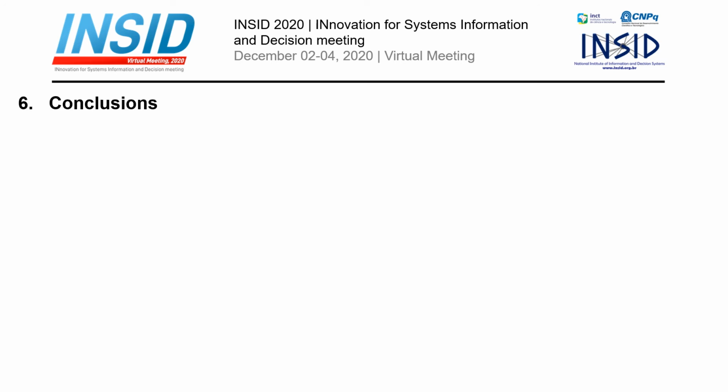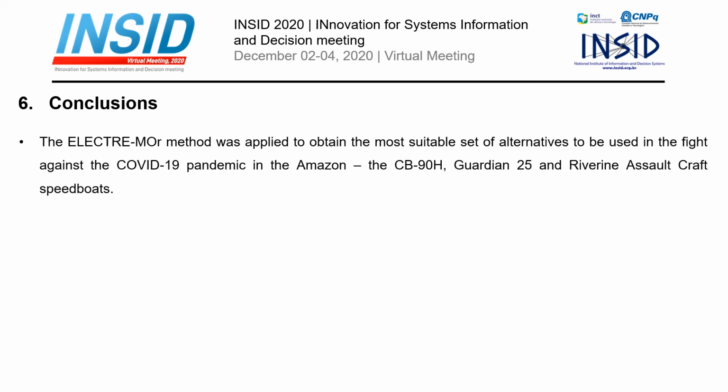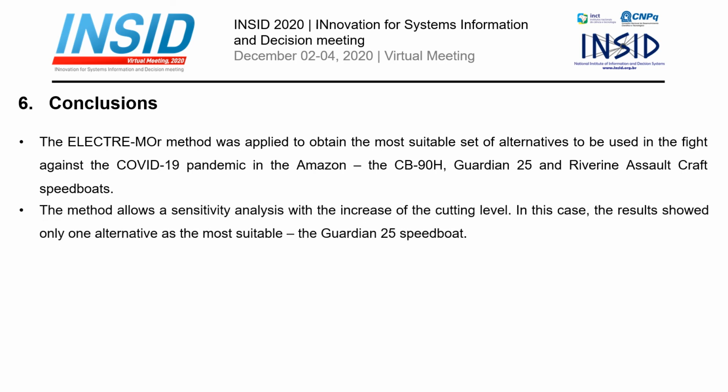Finally, we have the conclusions of our study. The ELECTRE MoR method was applied to obtain the most suitable set of alternatives to be used in the fight against the COVID-19 pandemic in the Amazon: the CB-98, Guardian 25 and Riverine Assault Craft speedboats. The method allows a sensitivity analysis with the increase of the cutting level. In this case, the results showed only one alternative as the most suitable, the Guardian 25 speedboat.